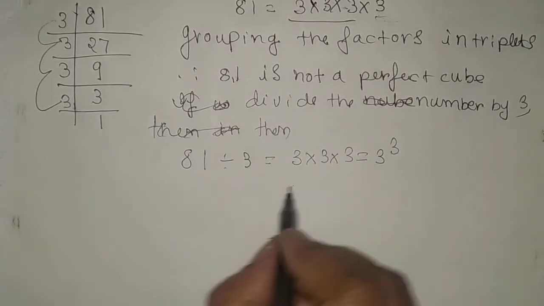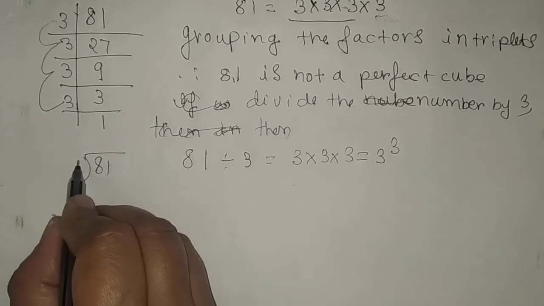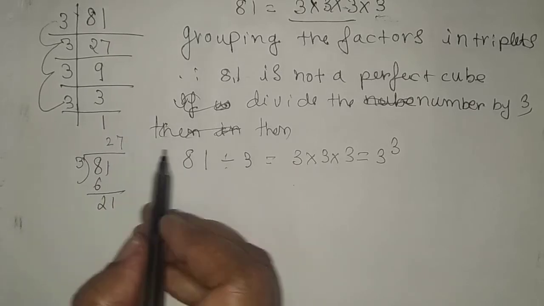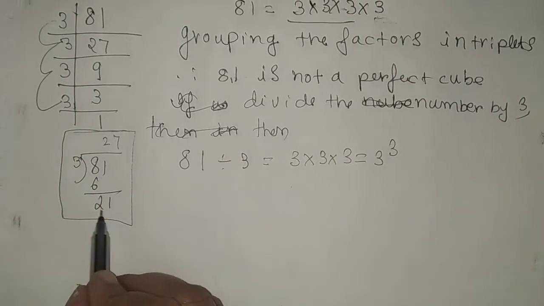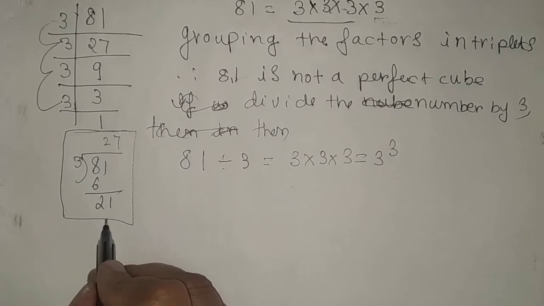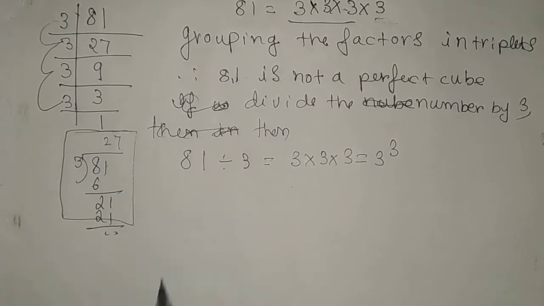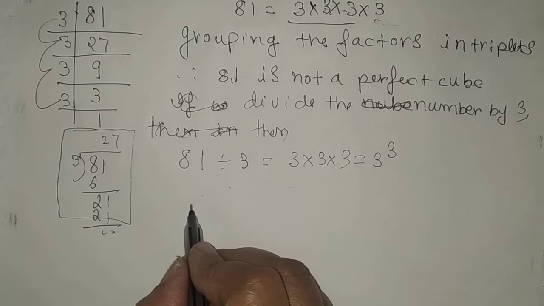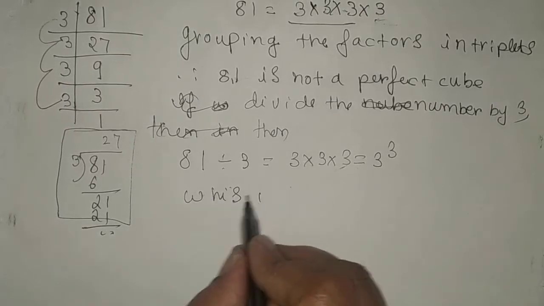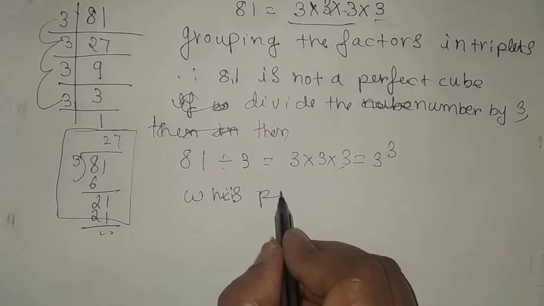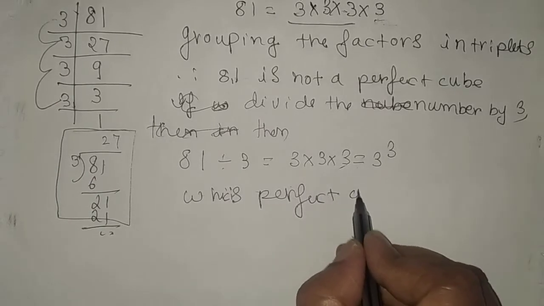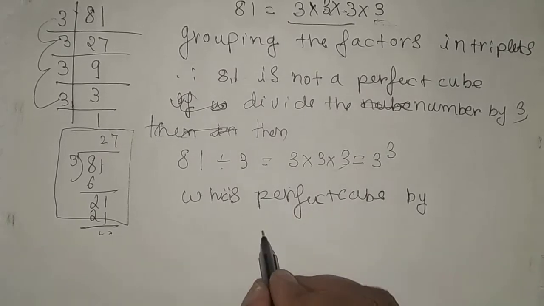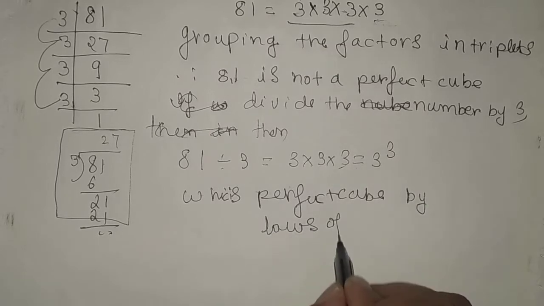See here, 81 divided by 3: 3 twos are 6, remainder 2, 3 sevens are 21. So the remainder is 0. So 81 divided by 3 will become a perfect cube. After this, write: perfect cube by laws of exponents.